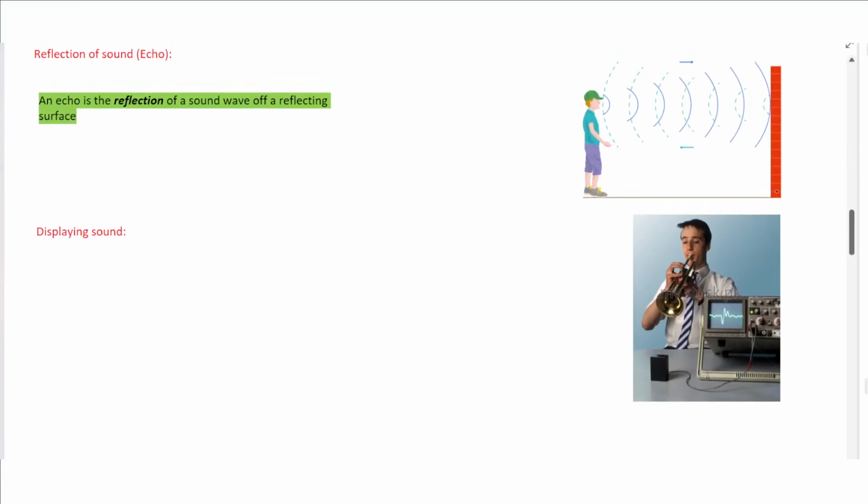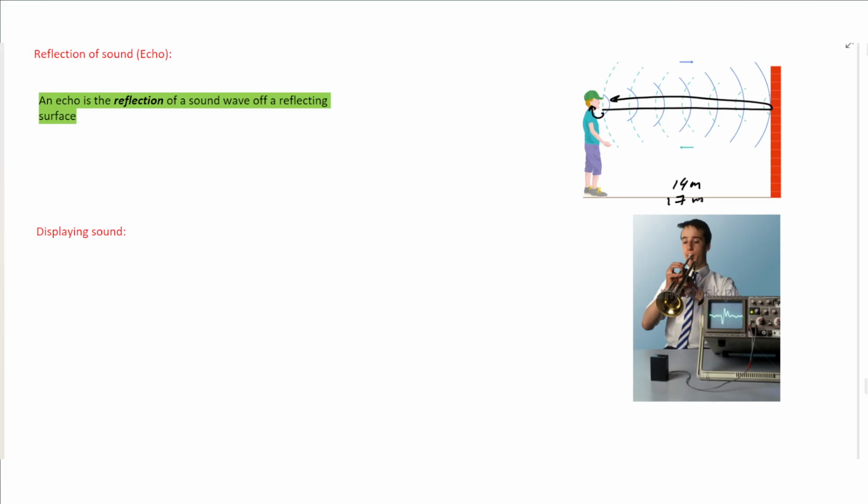Now, an echo is defined as the reflection of a sound wave. So you have sound bouncing off a reflecting surface and coming back. You hear two sounds: one that is actually emitted from you, then the reflected sound from a reflecting surface far away. You need to be at least 14 meters away or 17 meters away to hear a good echo.